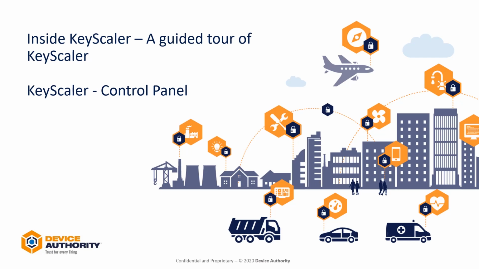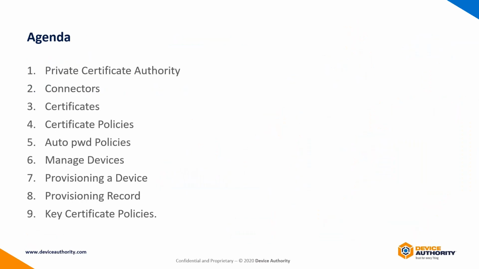Today we're going to look at the control panel within Keyscaler. And control panel allows you to manage a few different things. Here's a good example. This looks like a daunting agenda, but we'll go through them pretty quickly. Specifically, we'll look at managing the private certificate authorities, managing the connectors or certificates, managing the certificate policies and the password policies. From the device perspective, we're going to see how to manage those devices, how to provision a device, and then looking at the provisioning record as well, and then looking at the key certificate policies.